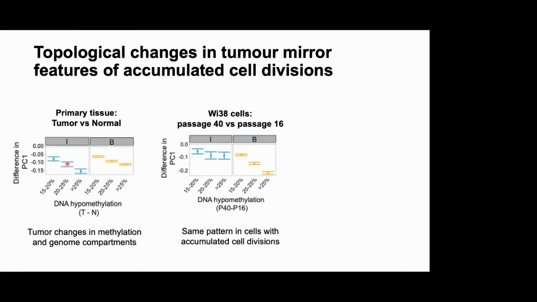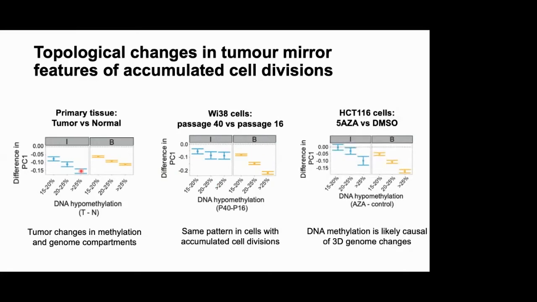Meaning that the changes that we were seeing in the tumors were due to accumulated cell divisions. Then, since there was this nice link between hypomethylation and the compartmentalization differences, we asked whether DNA methylation was likely to be causal. To test this, we treated HCT116 cells with a demethylating agent, 5-ASA, and we could recapitulate the same thing. Meaning that DNA methylation is likely to be causal of the 3D changes that we were observing.